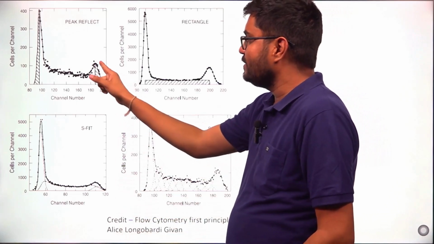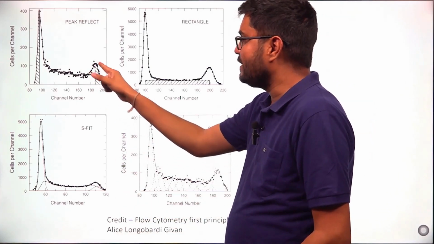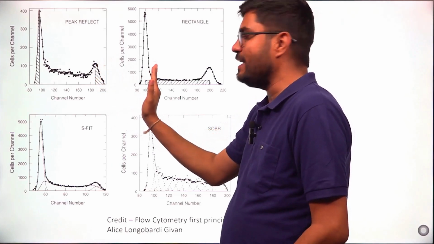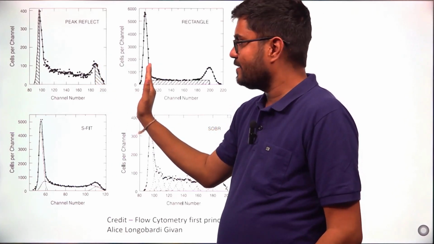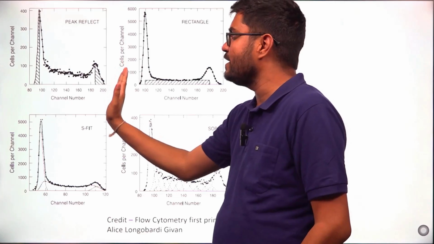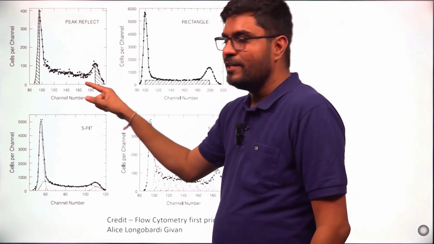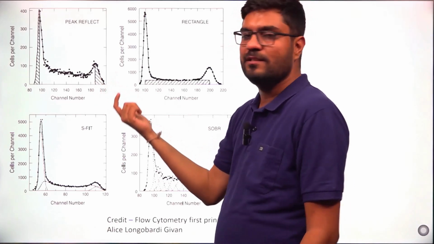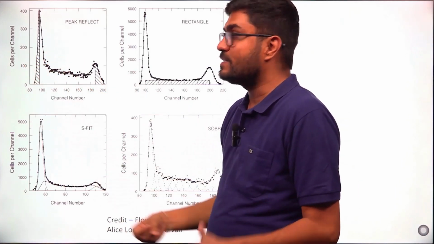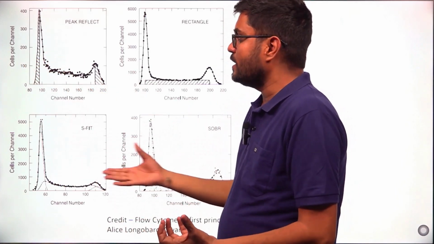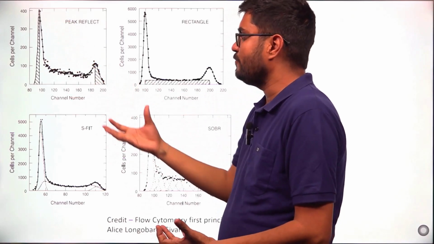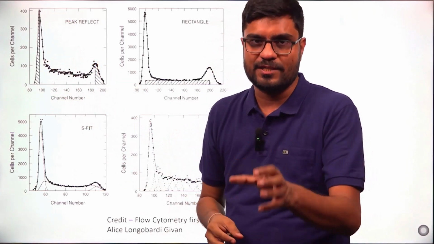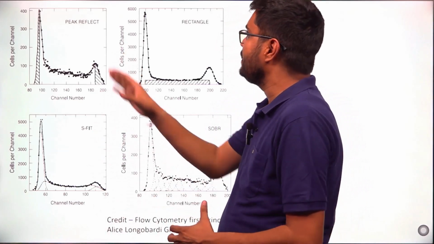For G2, the mode is calculated, the central line, the highest number of cells. Then the area towards the right is calculated, and then it is mirror imaged or reflected towards the left. So that completes the G2 peak, and then the area under the curve is calculated to understand the cells per peak or cells per phase. Then the remaining is automatically calculated as what? S phase. That is called peak reflect.